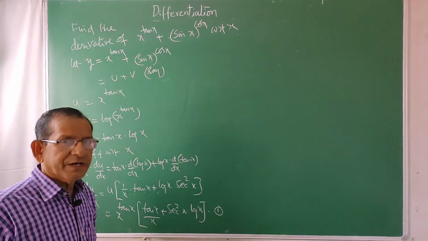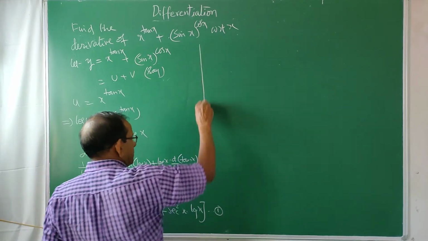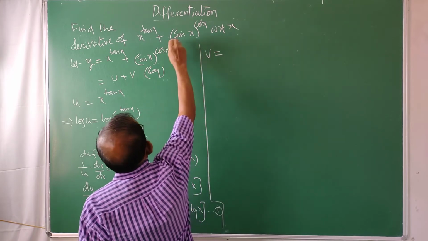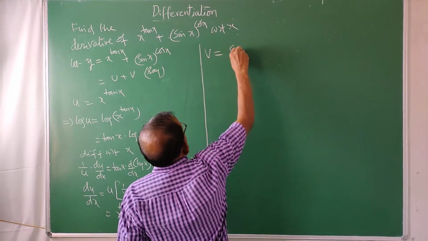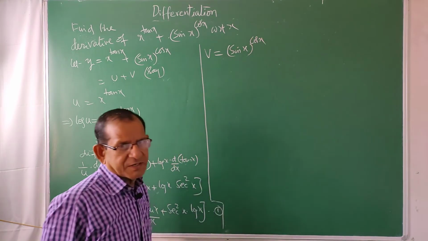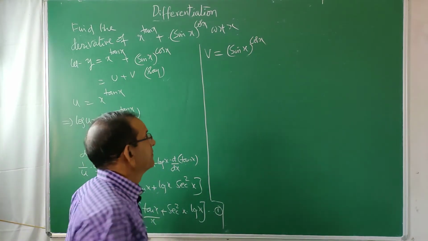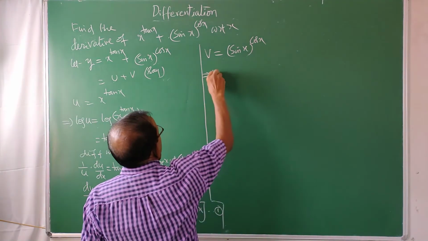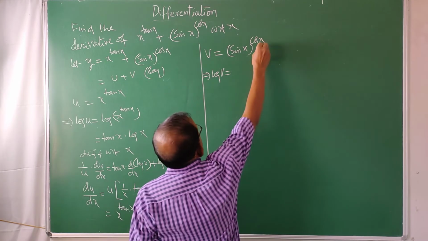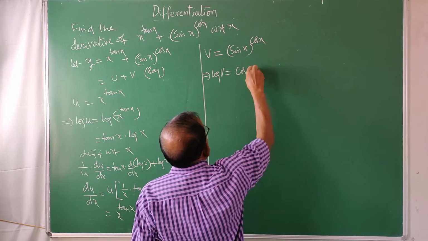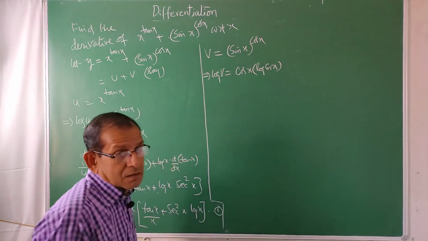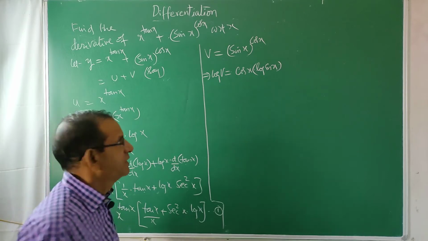Similarly, let us find out dv by dx also. v is equal to sin x power cos x. Because a variable is there in the power, take log. That implies log v is equal to cos x into log of sin x. Now differentiate with respect to x.